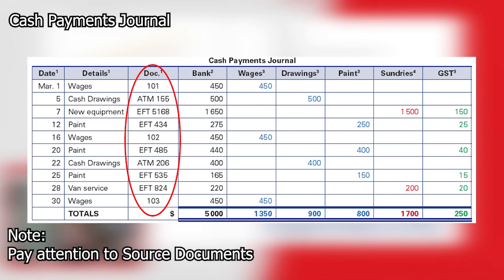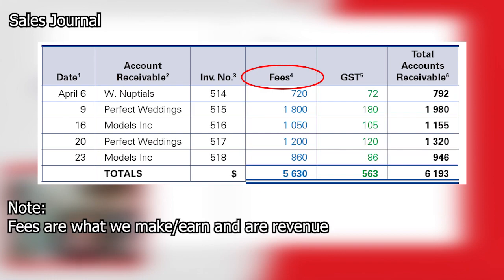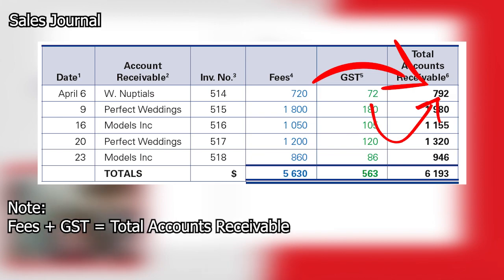Now, if we go over to the sales journal, we can see the same principle where fees and GST apply, but this time instead of the bank being on our left side, it's all the way on the far right under total accounts receivable. Because we got fees, that's for sales we made, we then have to charge GST. If you add up 720 and 72, we reach 792, and that pattern repeats itself the whole way through. And we only use invoices in the sales journal.